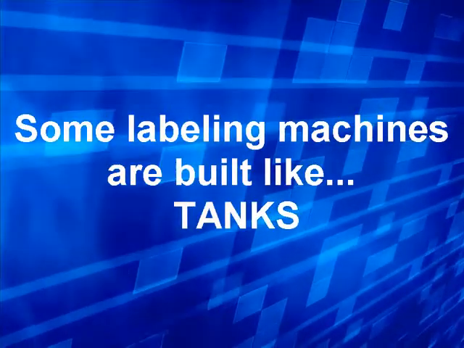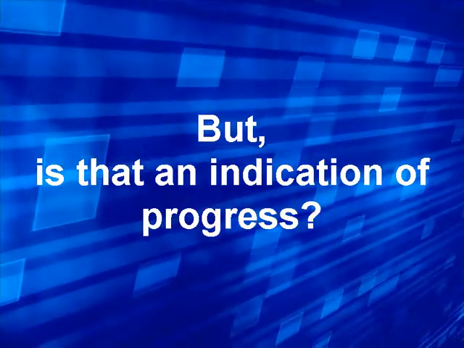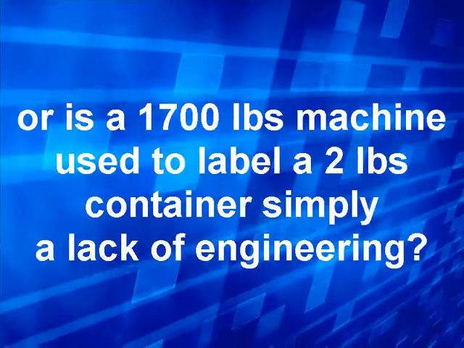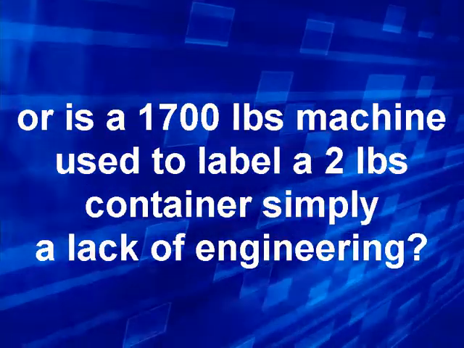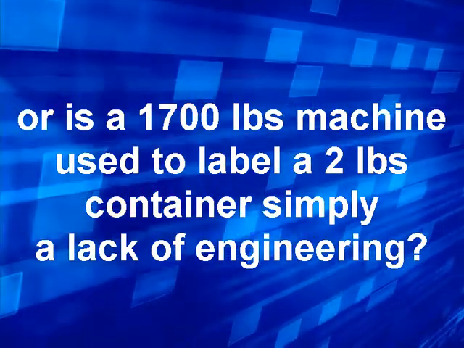Some labeling machines are built like war tanks. But is that an indication of progress? Or is a 1,700-pound machine used to label a 2-pound container simply a lack of engineering?